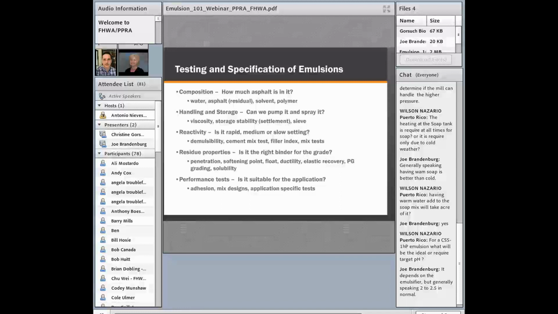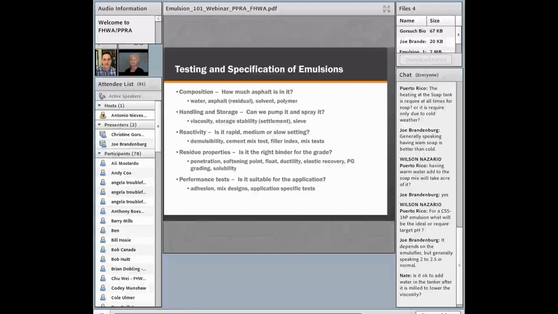Residue properties, so with these tests, you're measuring, did I select the right binder for the application? So we look at things like the penetration and the softening point of the asphalt emulsion residue to make sure we have the right viscosity. We also look for float characteristics and elastic recovery for polymer, those kind of things. So we just want to make sure that we have the right properties, the right flexibility and viscosity in the final asphalt binder that's left in our application.